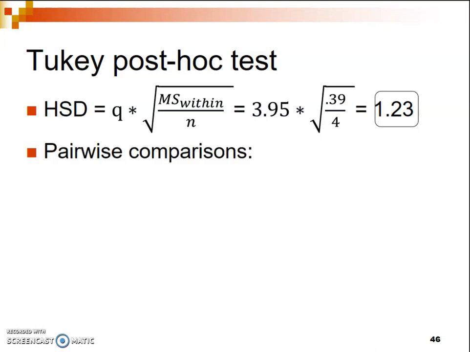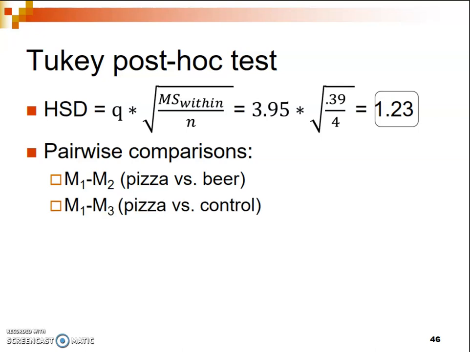Next, we want to identify all the different pairs of means, pairs being 2, so each of the pairs of means that we want to compare. We had 3 means in this study, which means we have 3 pairwise comparisons to make. The first one compares the pizza diet to the beer diet. A pairwise comparison just compares 2 means to each other at a time. So one of those will be pizza versus beer. Another pairwise comparison we have to make is pizza versus control. And our final pairwise comparison is beer versus control.